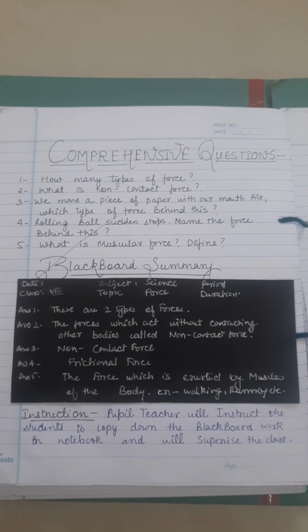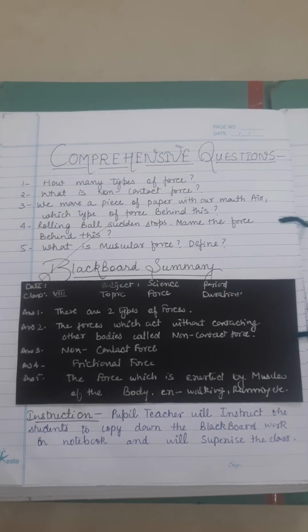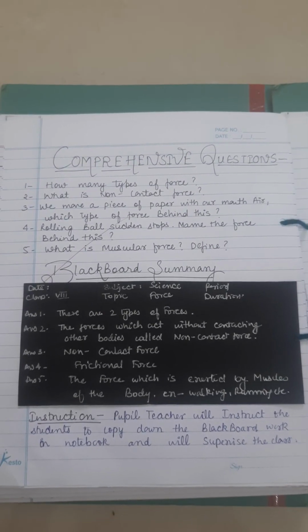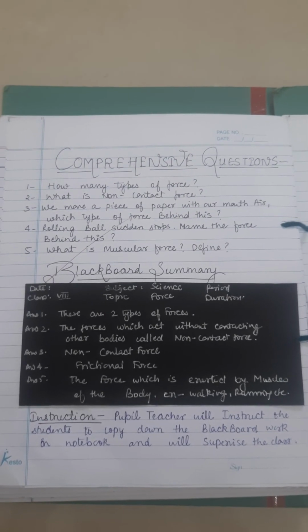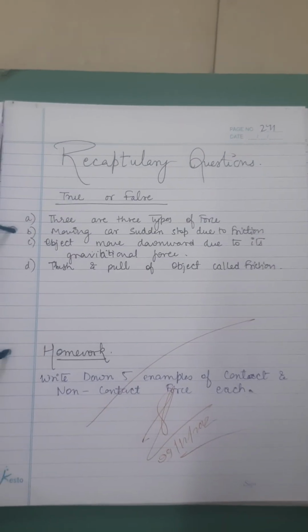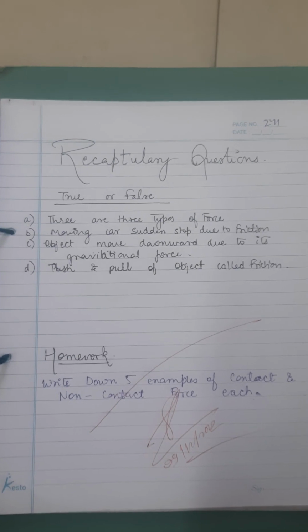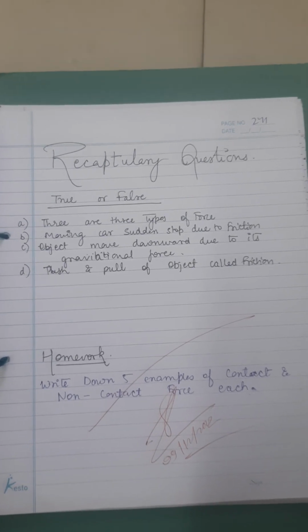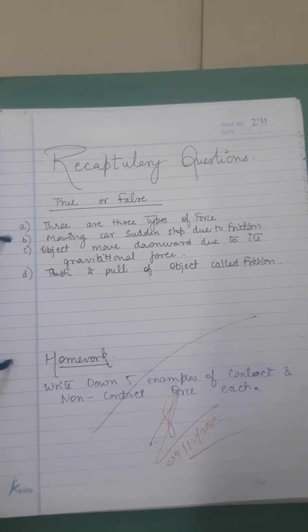Then you have to give instruction, that is, the pupil teacher will instruct a student to copy down the blackboard work in the notebook and will supervise the class. After that you have to write the recapitulatory questions. Here I have used true and false. You can also use fill in the blanks, and at the last you have to give homework.